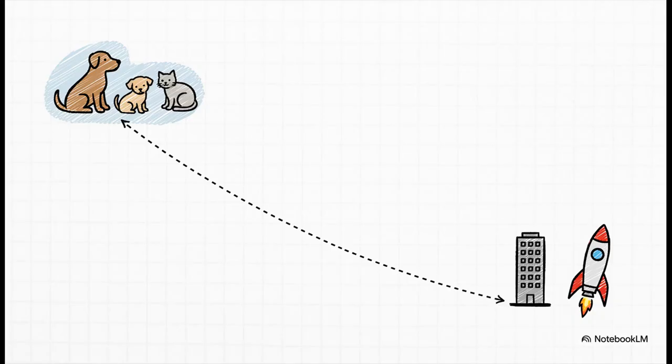So the number one rule of this map is super simple. Proximity equals relatedness. The coordinate for dog is going to be right next to the coordinate for puppy. And both of those are in the same neighborhood as cat. But all of them are miles and miles away from concepts like skyscraper or rocket. So closeness on the map literally means closeness in meaning.